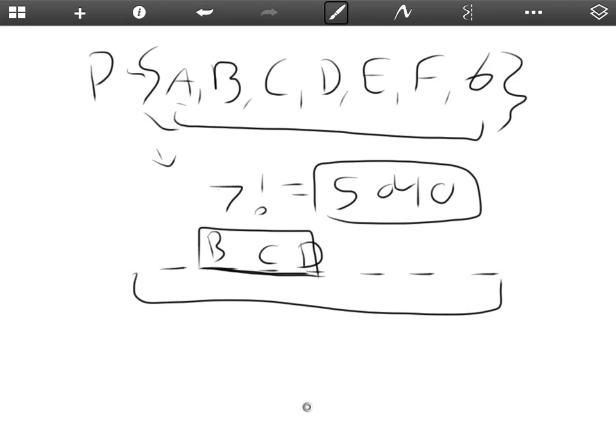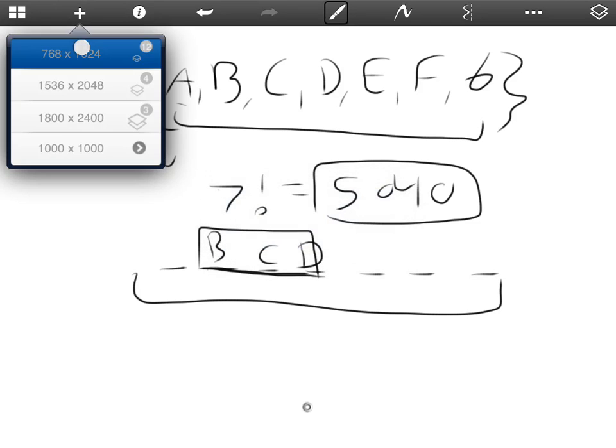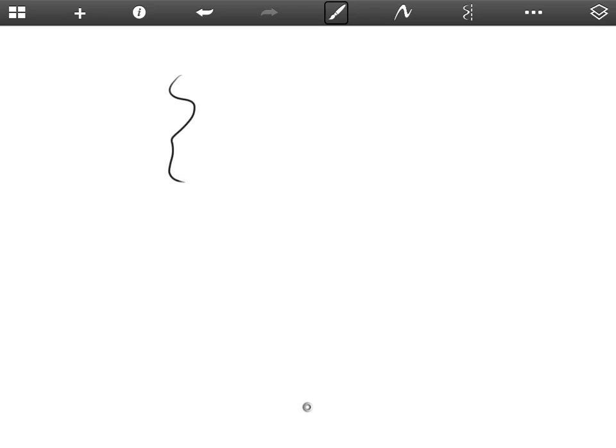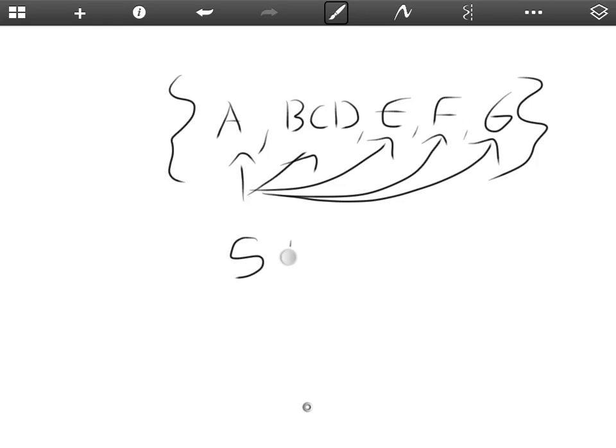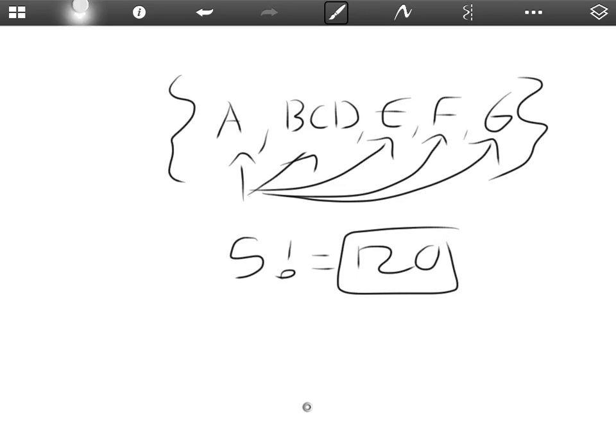We're not going to do some sort of complicated division. We don't want to overcomplicate things. Just look at this as picking from the set of BCD, A, E, F, and G. That means you're just going to permute the set of 1, 2, 3, 4, 5 elements. So what's 5 factorial? It's 120. And there you go, that's your answer.